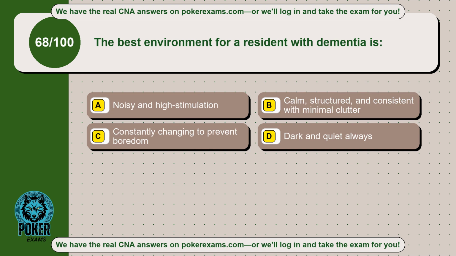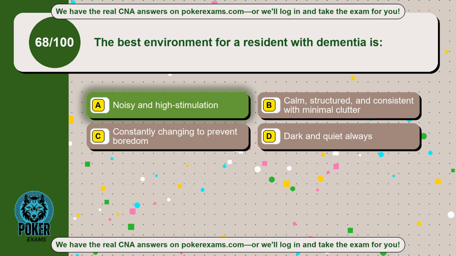Question 68. The best environment for a resident with dementia is. Option A. Noisy and high stimulation. Option B. Calm, structured, and consistent with minimal clutter. Option C. Constantly changing to prevent boredom. Option D. Dark and quiet always.